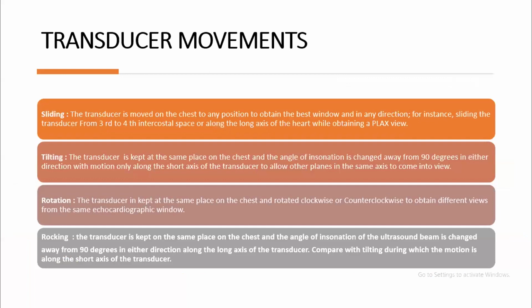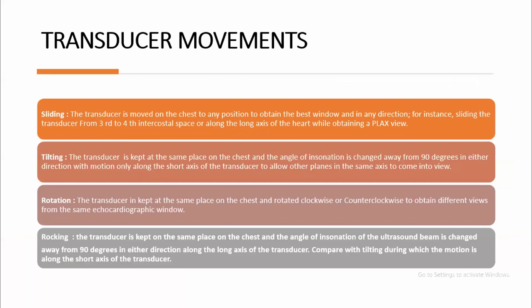So again, sliding is when the transducer is moved on the chest to any position to obtain the best window and in any direction. For instance, sliding the transducer from the third to the fourth intercostal space or along the long axis of the heart while obtaining the PLAX view. PLAX view, we'll see it now. It's the parasternal long axis view.